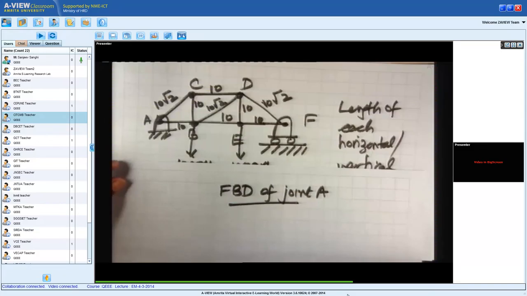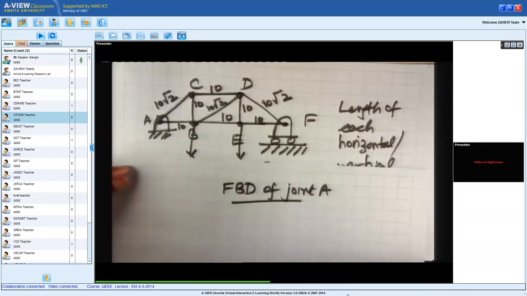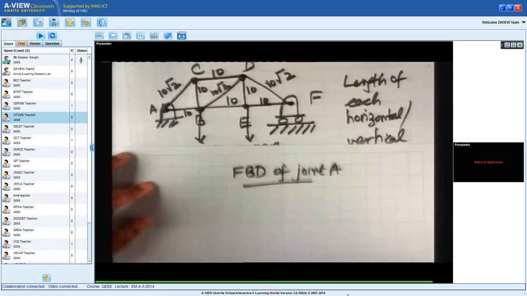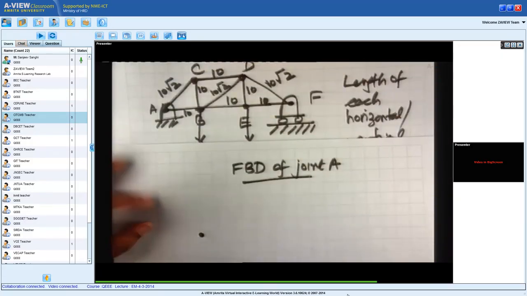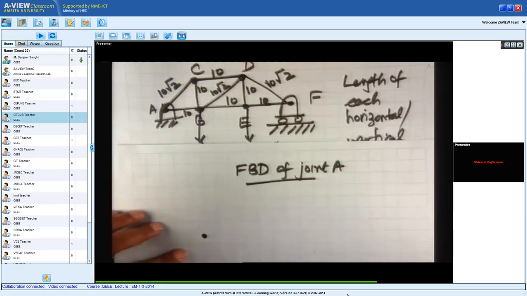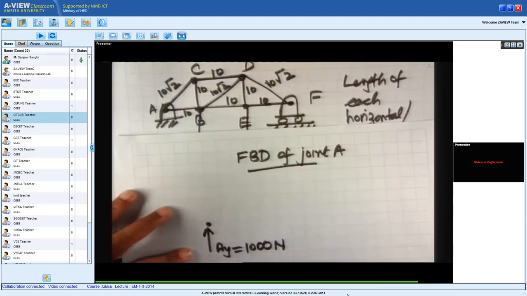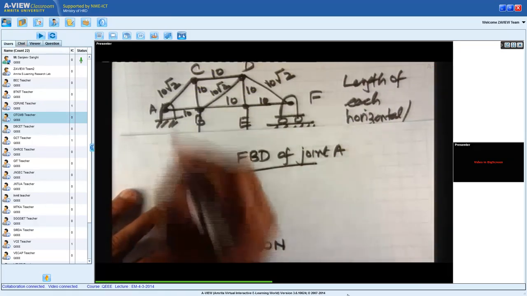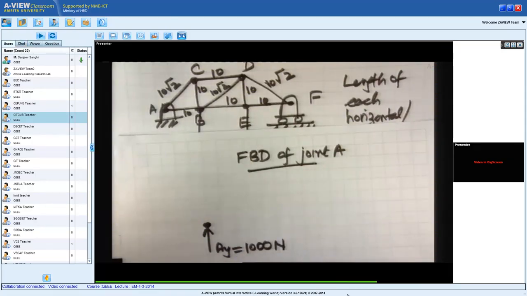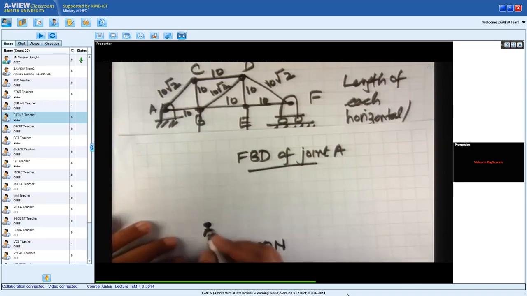So now, when I draw the free body diagram of joint A, I will remove everything else, just keep joint A. Now, what do I know about joint A? I know on joint A, first of all, there's a force Ay is equal to 1000 newtons. This I know from the free body diagram of the entire body. Now, on joint A, I have the member AB which is connected, and I have the member AC which is connected. So what I will do is, let me show.